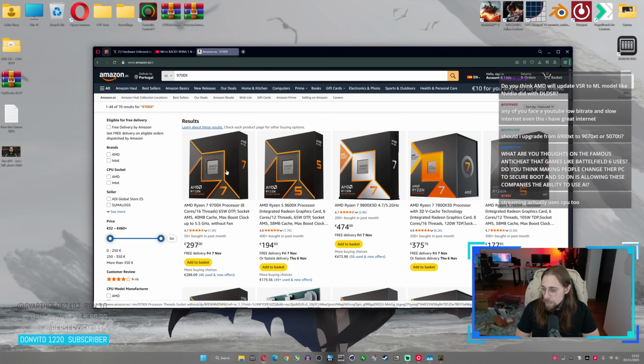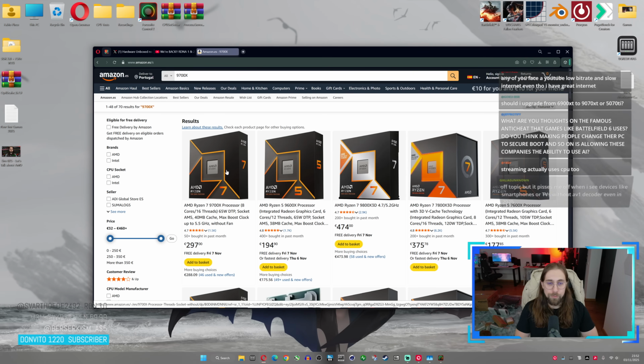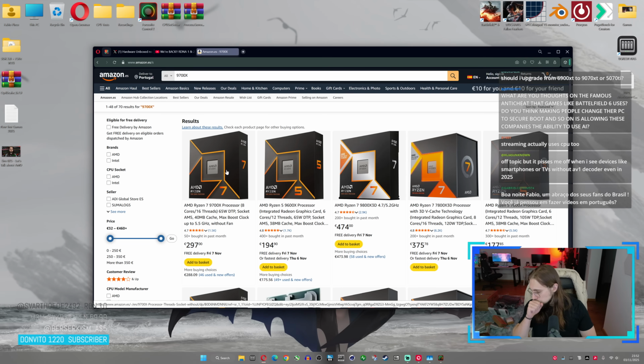Do you think AMD will update VSR to an ML model like Nvidia did with the LDSR? Honestly, I don't really know. AMD tends to kind of forget about those features.